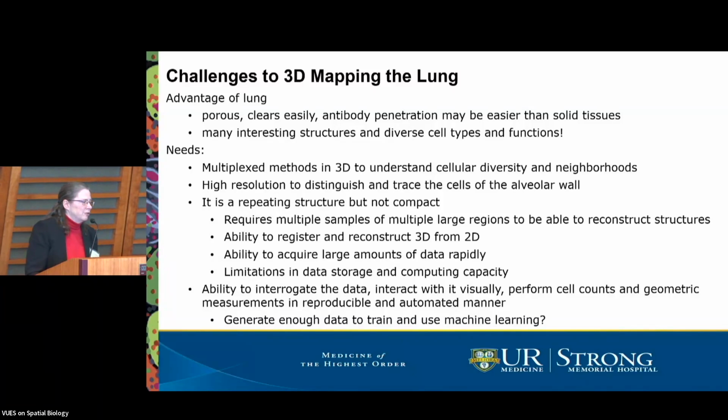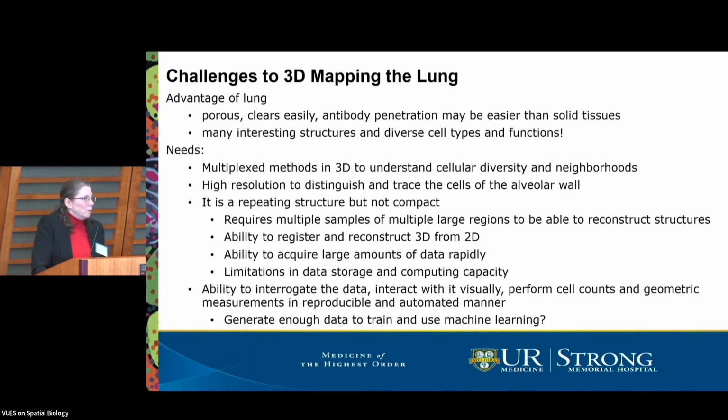We need to be able to register and reconstruct 3D from 2D for various reasons. One, that we can generate that data more rapidly over larger areas than currently we can with true 3D microscopy. We need an ability to move those large amounts of data around rapidly. And I'm glad to see that there are some methods coming to do that. And of course, limitations in data storage and computing capacity. 20 terabytes scares me, cost-wise.